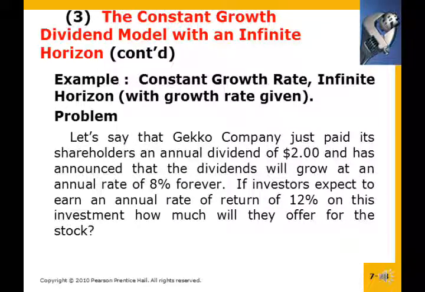An example for the third model. Let's say that a company just paid its shareholders an annual dividend of $2 and has announced that the dividends will grow at an annual rate of 8% forever. If investors expect to earn an annual rate of return of 12% on this investment, how much will they offer for the stock?